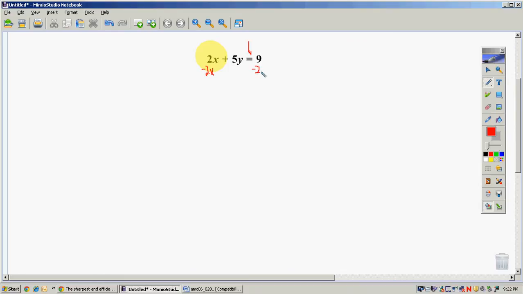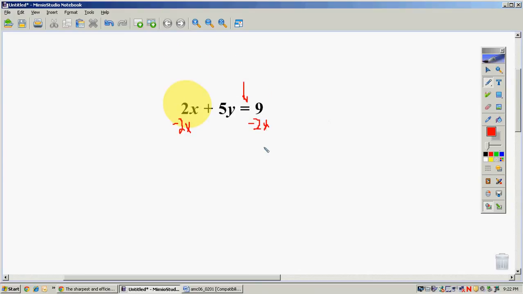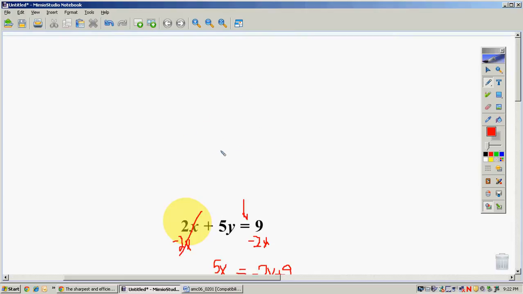Now, can you take 2x from 9? Of course not, because the 9 does not have an x on it. So let's write this with the negative 2x in front, and then the plus 9 right after it. What that leaves us on the left side of the equal sign is that 2x minus 2x is 0, so you're left with 5y. Now with that said, 5y equals negative 2x plus 9.